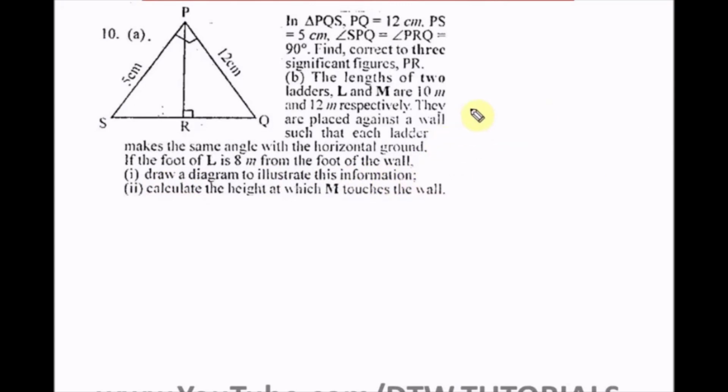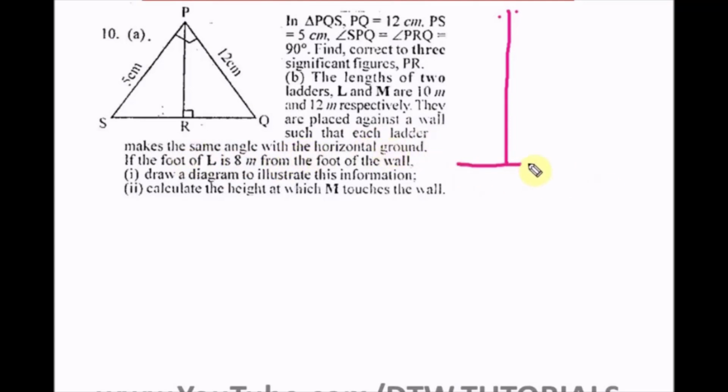Alright, in drawing this diagram, let us interpret. It says the length of 2 ladders L and M are 10 meter and 12 meter respectively. They are placed against a wall. So we have a wall. So let's make this our wall like this. And placed against a wall such that each ladder makes the same angle with the horizontal ground.